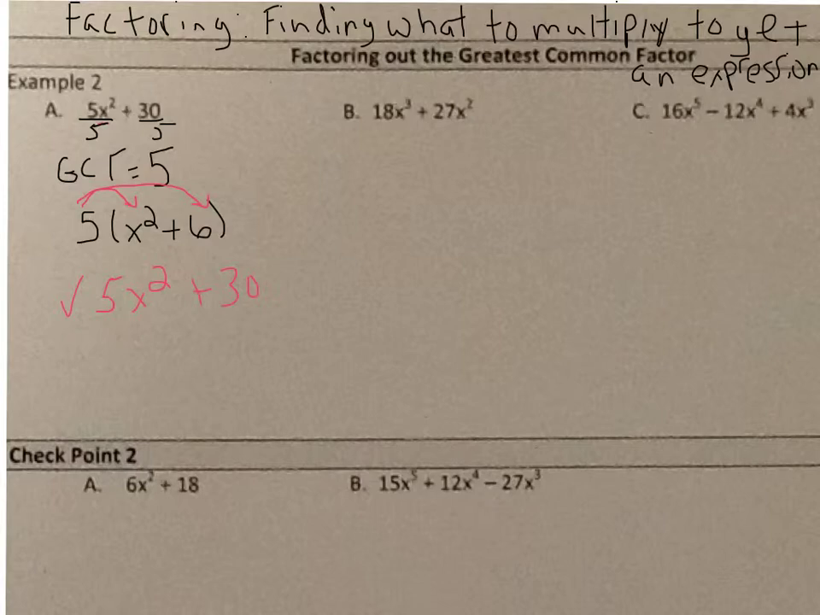So again, factoring is finding out what we multiply by in order to get an expression. And if we take 5 and multiply by x squared plus 6, we're going to get 5x squared plus 30. Let's try B.